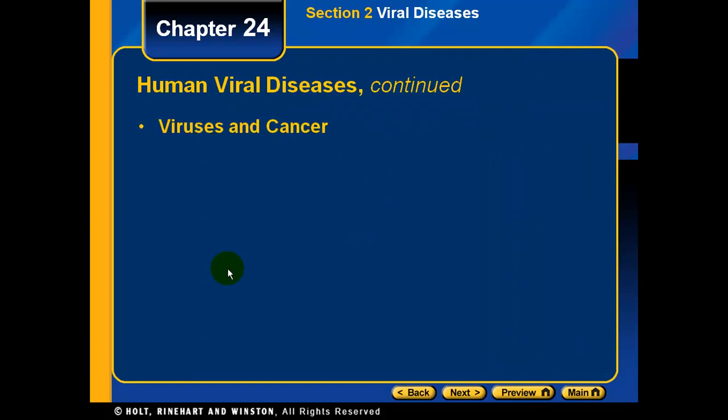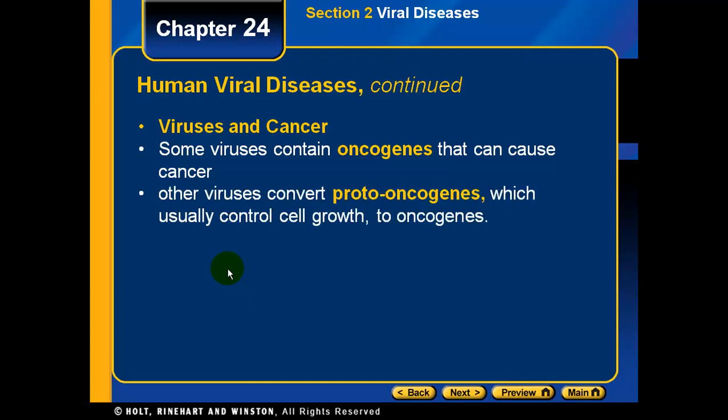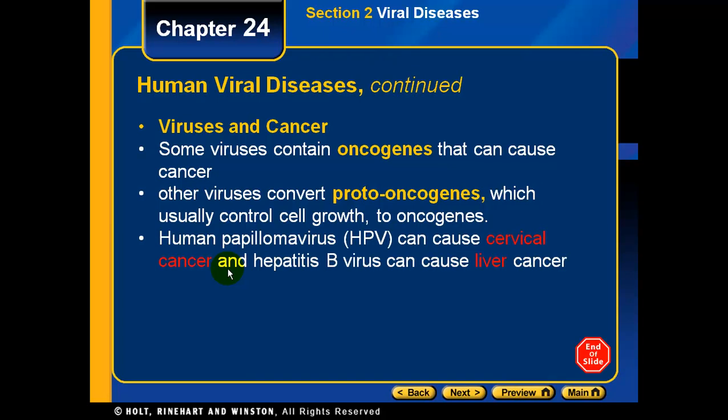All right, the next one we're going to talk about is how viruses and cancer are related. Some viruses contain genes, and these genes are called oncogenes, and these are the genes that cause cancer. Other viruses convert proto-oncogenes, which usually control cell growth, to oncogenes. HPV, which is human papillomavirus, causes cervical cancer, and you can get a vaccine for that now. And hepatitis B virus can also cause liver cancer.